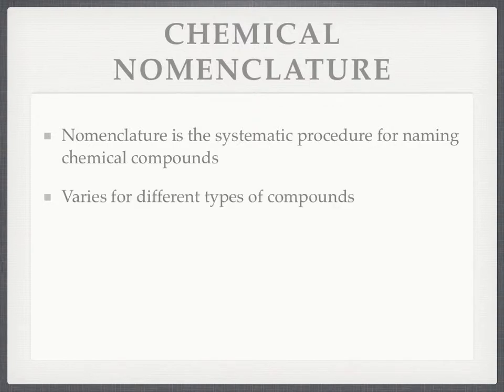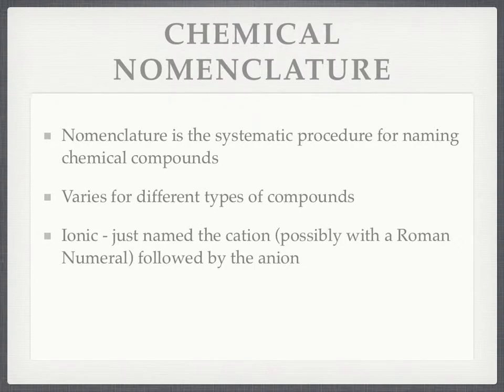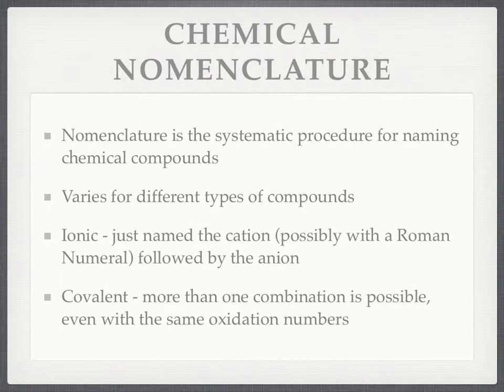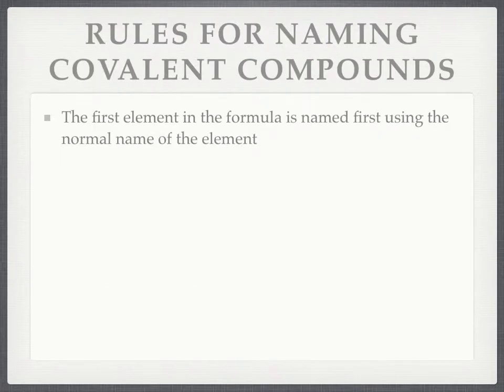Unfortunately, it varies for different compounds, because in chemistry there are a lot of different compounds that can't all be named the same way. When we were naming ionic compounds, we used the cation, sometimes with a Roman numeral, followed by the anion. But with covalent ones, we can't do that, because even if we tried using Roman numerals, there are times where even with the same oxidation numbers, you get different compounds formed. So there has to be something that indicates that a little better than what we did in the last chapter with ionic compounds. The way we do this for covalent compounds, there are a few rules.